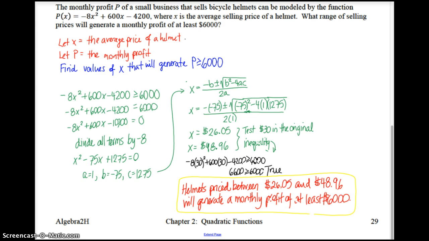That's a true statement. So what that means is helmets that are priced between $26.05 and $48.96 will generate a monthly profit of at least $6,000. And that is the end of section 2.7.